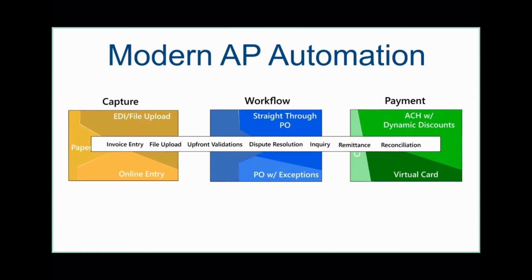The portal itself requires that it have features that feed each of these stages, from invoice entry and file upload on the capture side, validations and dispute resolution as part of the workflow, and of course, remittance and reconciliation and dynamic discounting on the payment side. We'll look at a few of these as we step through the demo, highlighting how the portal does each of them. And we'll talk briefly about how the benefit to the supplier helps make your AP process better.